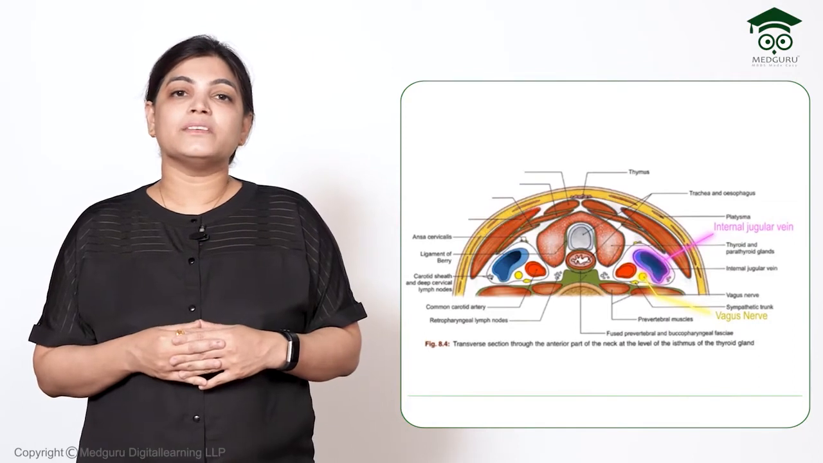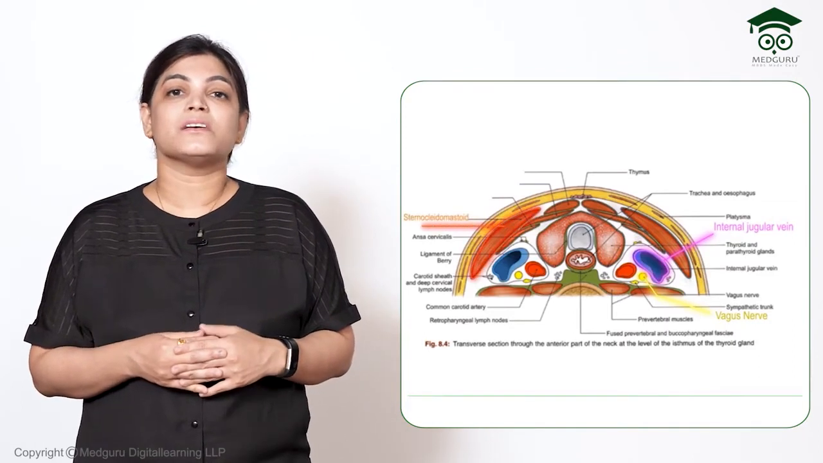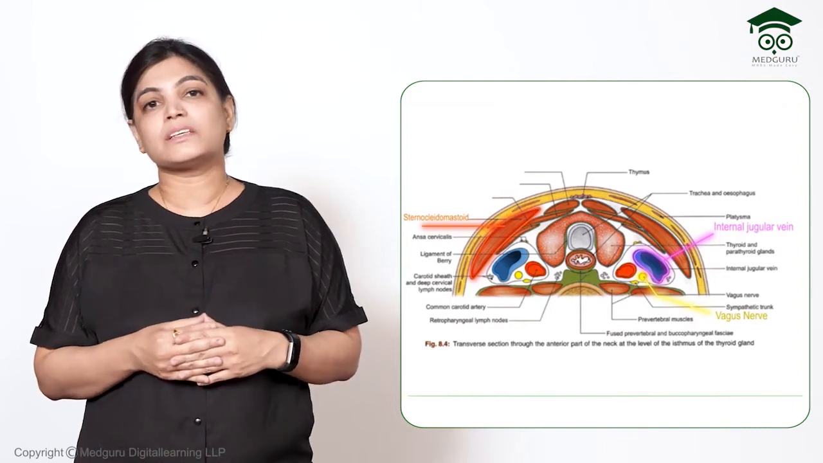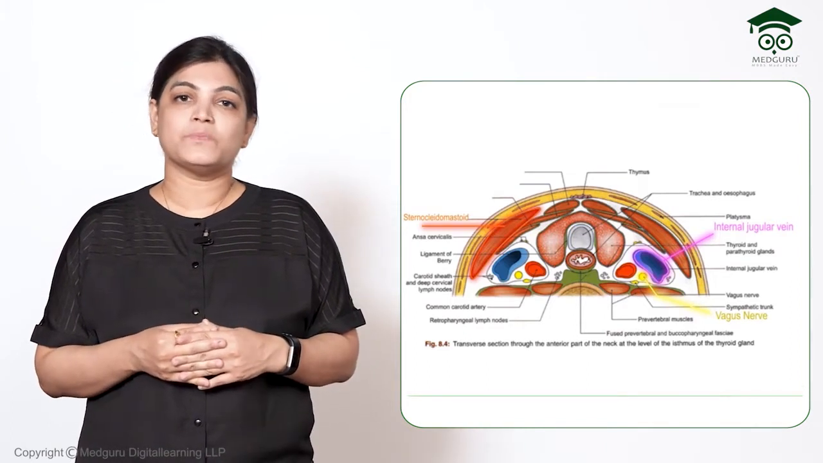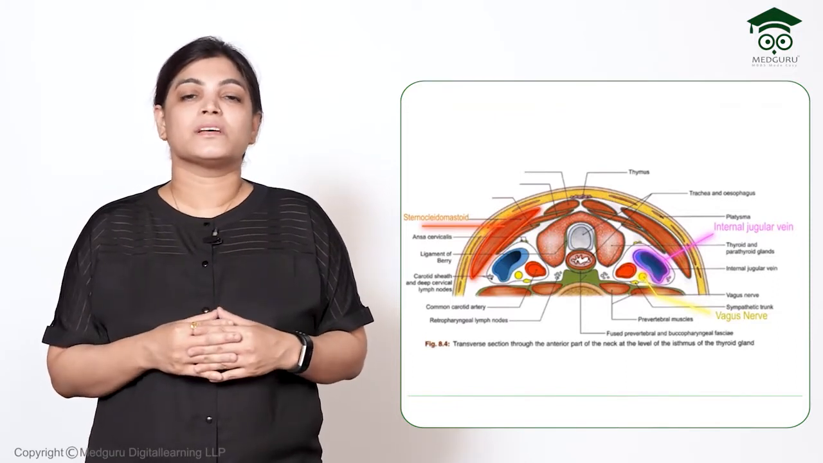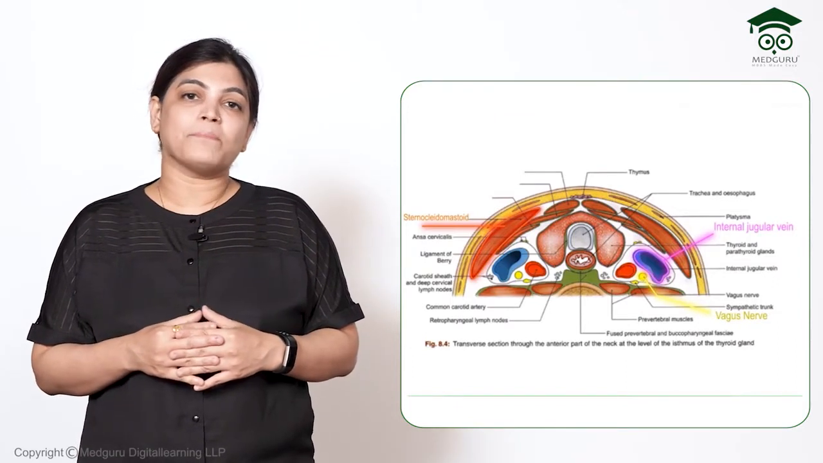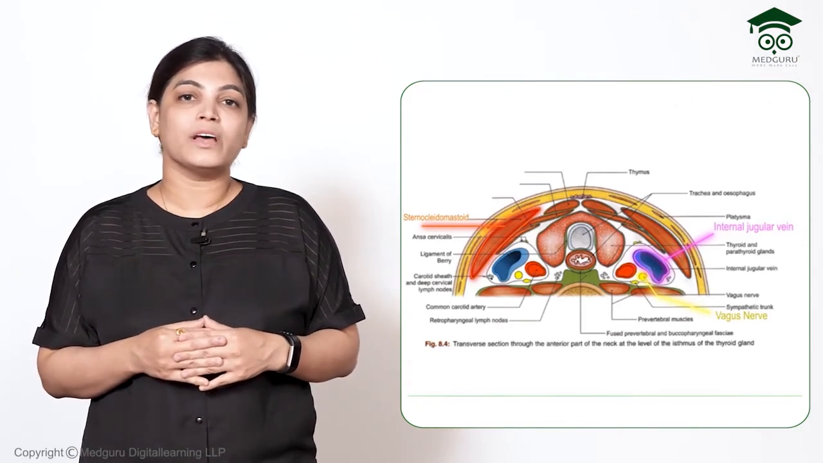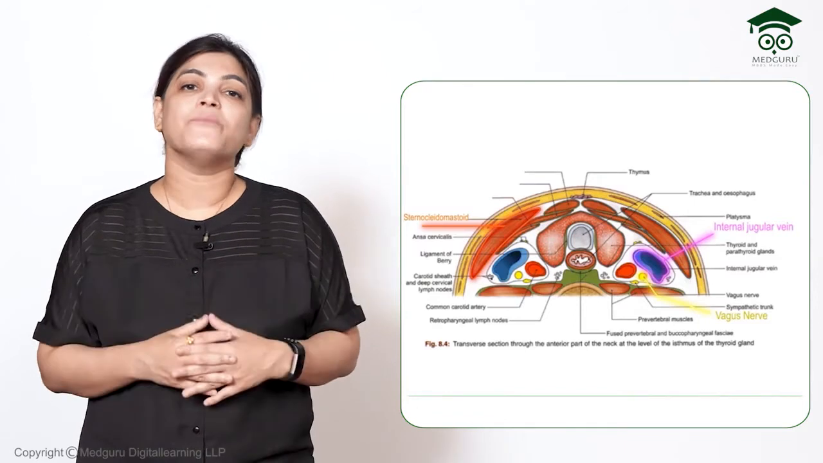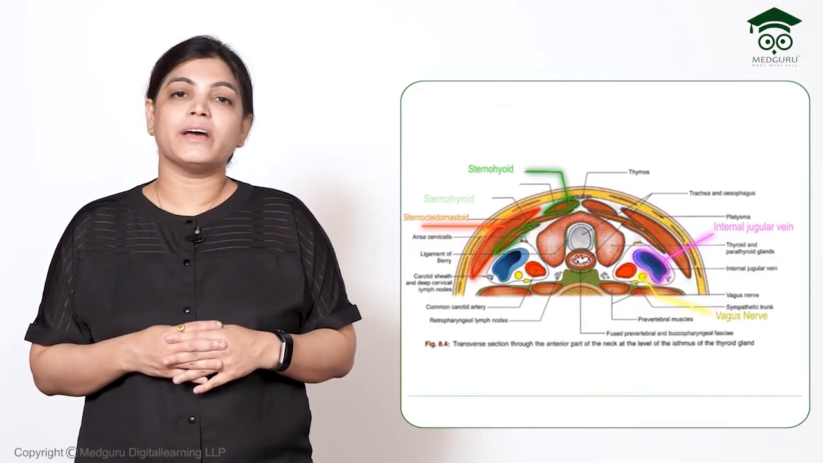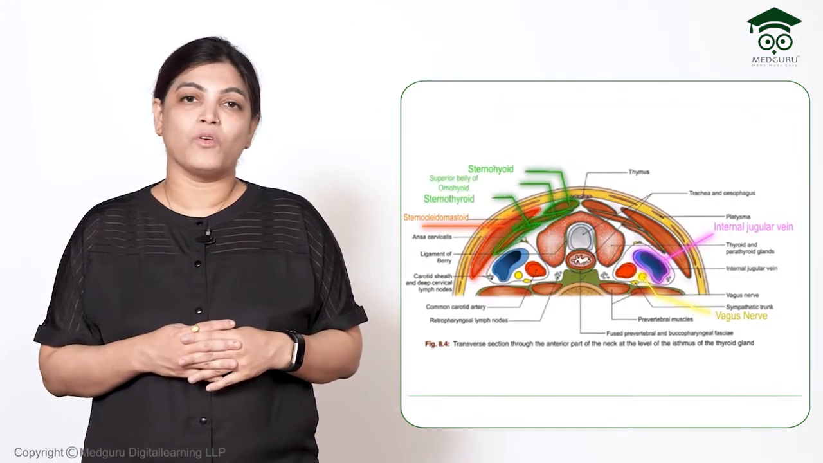Most superficially, this anterolateral relation is by sternocleidomastoid muscle. The sternocleidomastoid muscle is covered by investing layer of deep cervical fascia. Just beneath the sternocleidomastoid muscle, it is related with the strap muscles. It is related to the following strap muscles anterolaterally. They are sternohyoid, sternothyroid and superior belly of omohyoid.